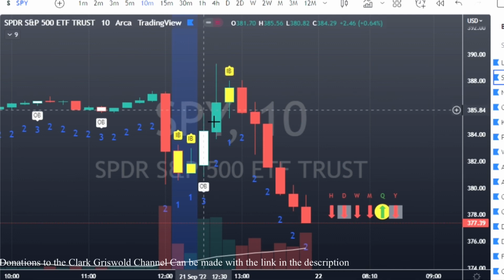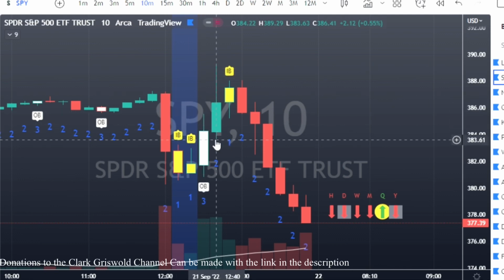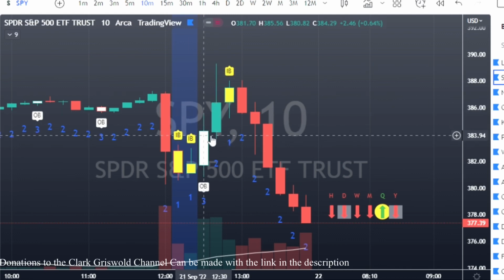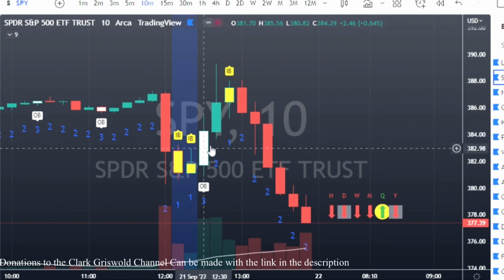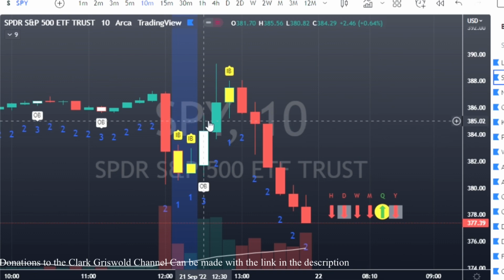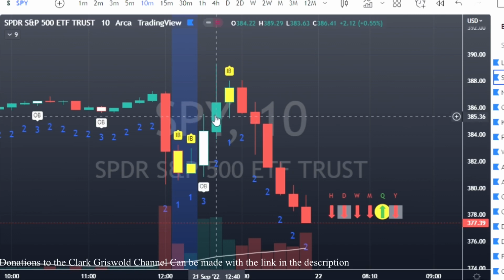I had to leave the house. I sold. Maybe my sell was at 12:38. That sounds more reasonable. So I sold somewhere in this range right here. I sold for 40%. I was leaving the house and I thought 40% is good enough for me. I'm walking out, and then it does this.